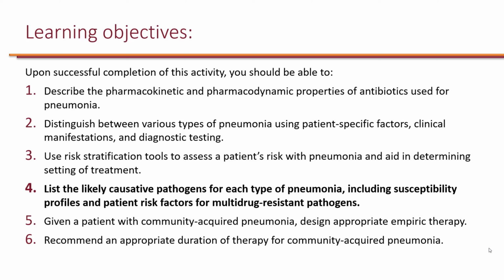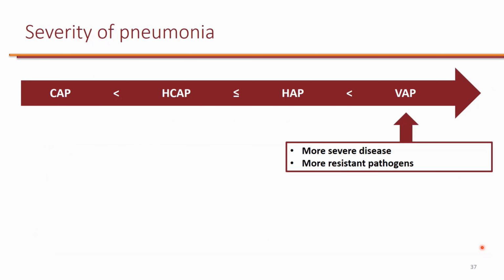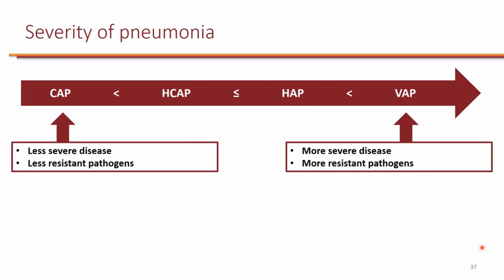Now let's list the likely causative pathogens for each type of pneumonia, including susceptibility profiles and patient risk factors for multidrug-resistant pathogens. At this point you should know that VAP is a more severe type of pneumonia and is associated with more resistant pathogens, and CAP, or community-acquired pneumonia, is a less severe pneumonia and less resistant pathogens cause it. Now let's take a look at the common causes of community-acquired pneumonia.